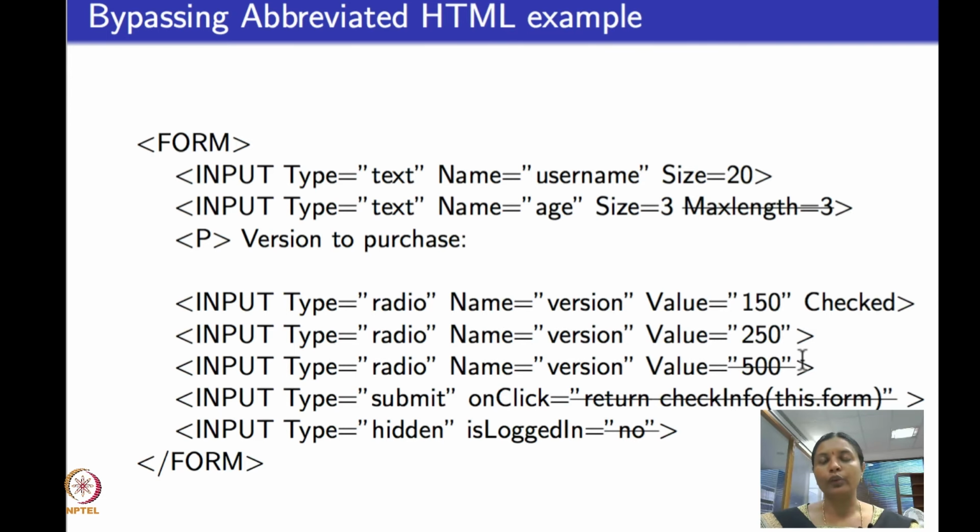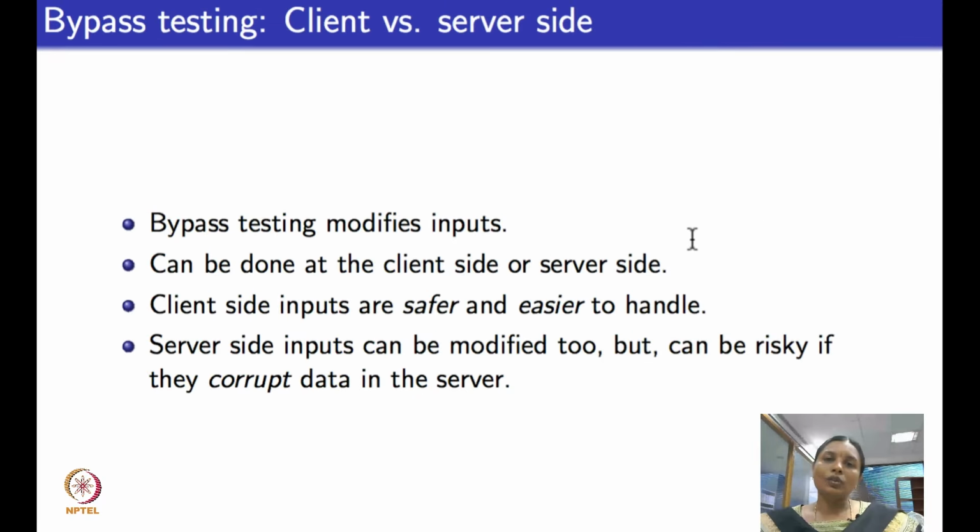I could remove the value for large. And the most important thing is I'll remove the script corresponding to validation. This is the part where the script is validated. Check info this form. I'll remove it. Right? And now this HTML I'll directly send to the server, and then it basically tests how the server reacts to it.